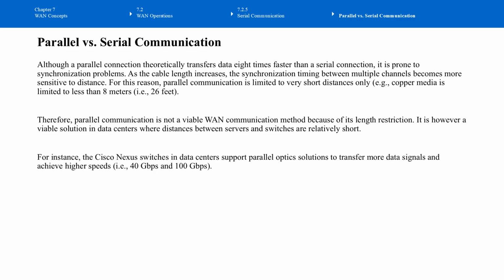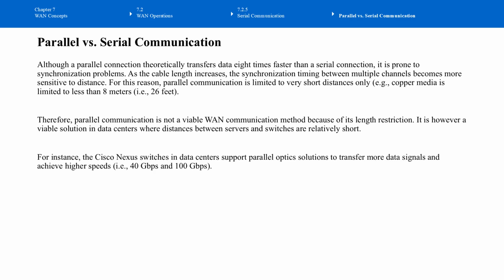Now let's talk about parallel and serial communications. Parallel communication sends multiple bits at the same time over multiple channels. In theory, this can transfer more data at once. However, over a long distance, the bits may arrive at slightly different times. This is called a synchronization or timing problem. Because of this limitation, traditional parallel communication over copper is generally suitable only for short distances, not WAN connections.